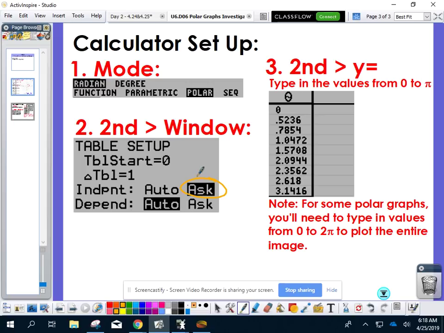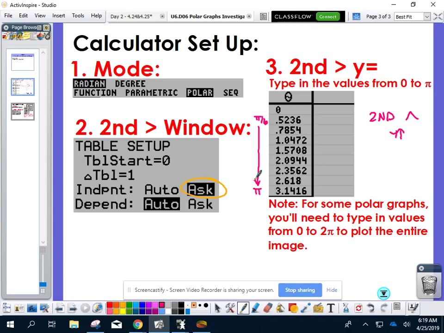Then we'll hit second y equals and we'll look at the table and we'll type in the values from 0 to 2 pi. Just a quick little note, the pi button is second caret. We'll have to hit these buttons in order to get pi. And then you'll notice that these are just the approximations. 0, this one's going to be pi over 6. That will continue all the way up to pi, just typing all those values in.